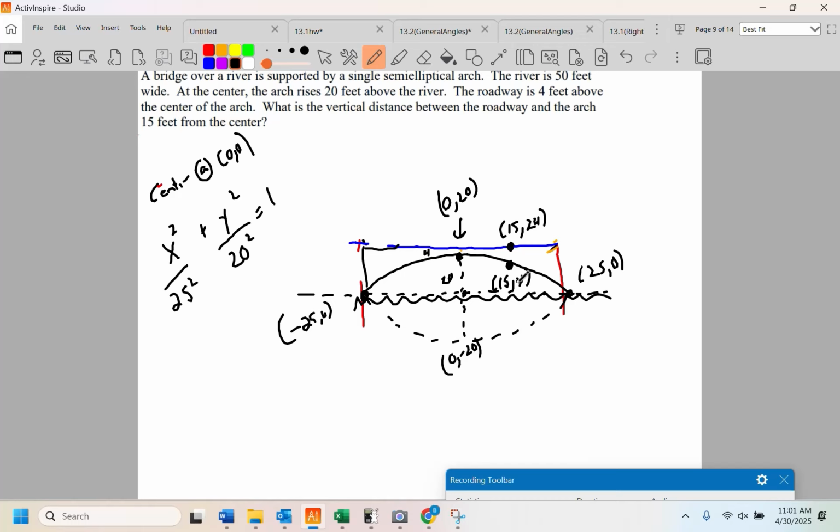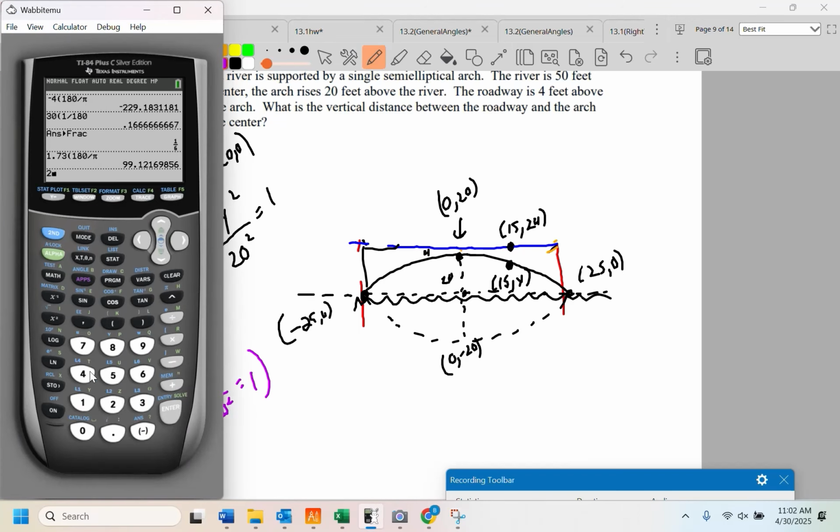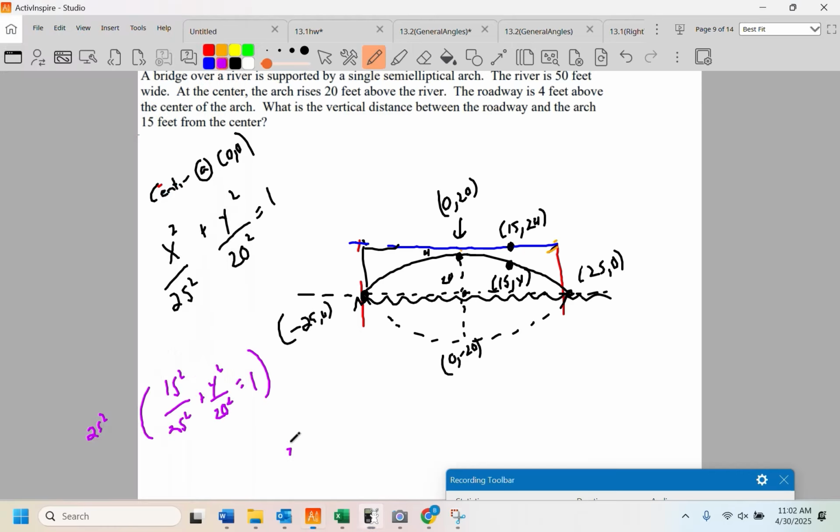So if I have x, I can get y. I'm going to plug my 15 in. 15 squared over 25 squared plus y squared over 20 squared is 1. The numbers are pretty big and I'm pretty tired, but I'm just going to multiply everything by 25 squared and see what happens. 25 squared times 15 squared over 25 squared. What I'm doing is clearing that initial fraction. It's 225.